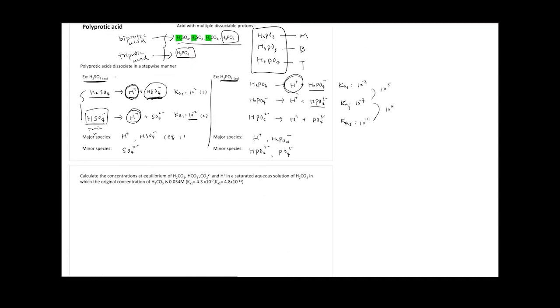If not, let's go through one example so you can see things better. Here it says calculate the concentration at equilibrium of H2CO3, HCO3 minus, CO3 2 minus, and proton concentration, where we know the initial concentration of your H2CO3 is 0.03 M, and the Ka1 and Ka2 are certain numbers. Multiple keywords here. The first thing I noticed is you have two Ka's, which means it's a biprotic acid. Those are the features you want to pay attention to. Two Ka's means a biprotic acid.